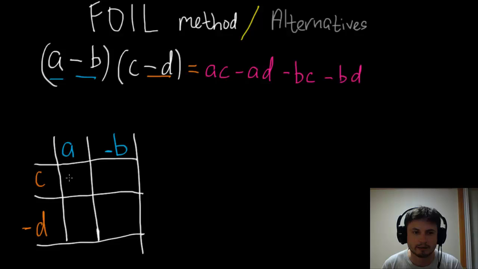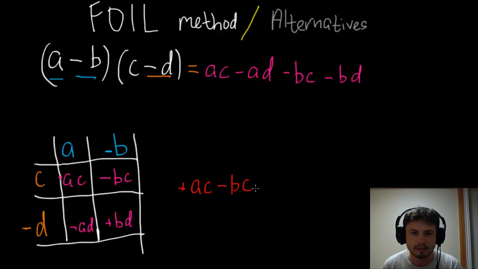The first value right here is AC. The second value is minus B times C, which is minus BC. The third value, A times minus D, is minus AD. And the fourth value is minus B times minus D. Now, minus times minus gives us plus, so it's actually plus BD. And this is also plus right here. So if I rewrite these as an answer, what you'll get is plus AC, minus BC, minus AD, and plus BD.